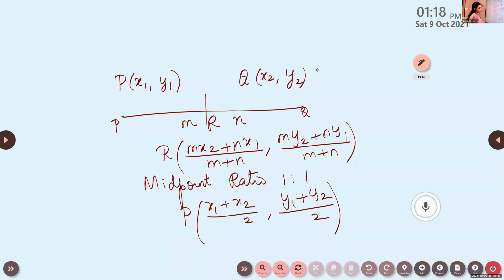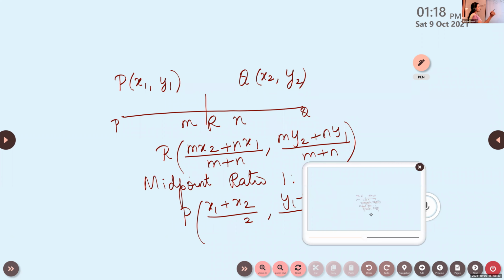And the next is about the centroid of the triangle. What is meant by centroid? Suppose this is a triangle ABC. Centroid means the medians. Suppose AD is one median, BE is another median, and CF is the third. These medians pass through a point that is called the centroid. The point where all the medians meet is called the centroid.